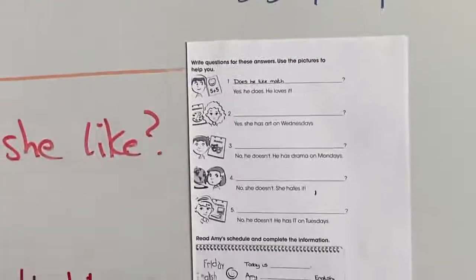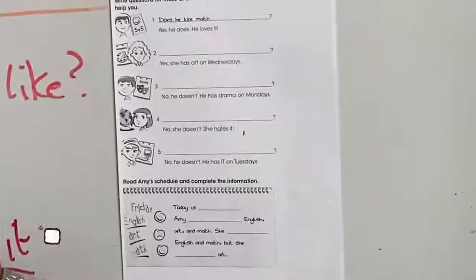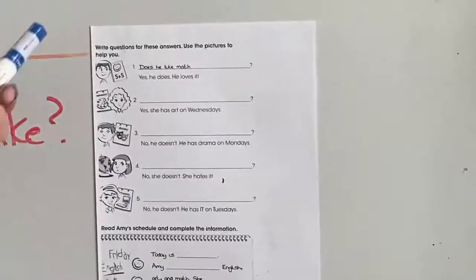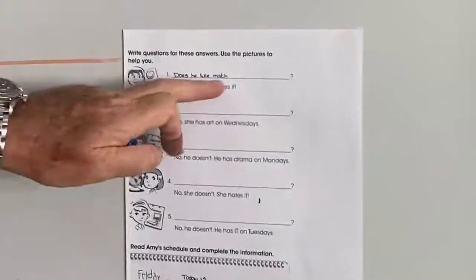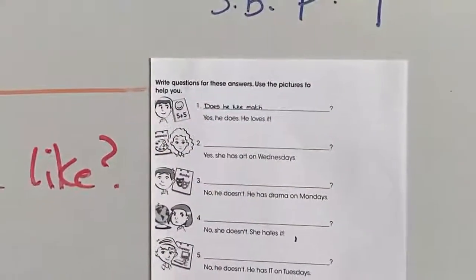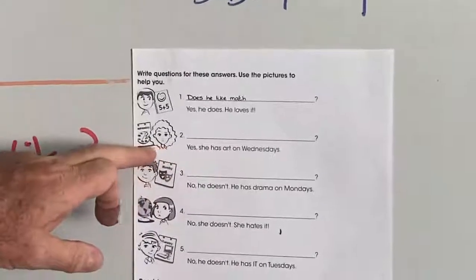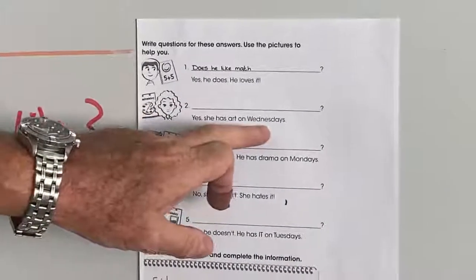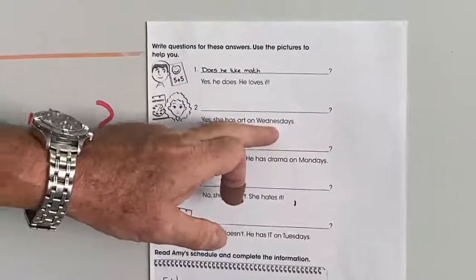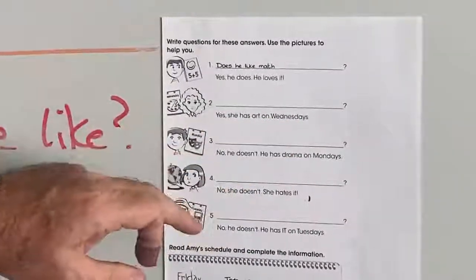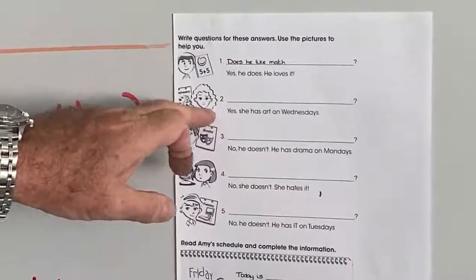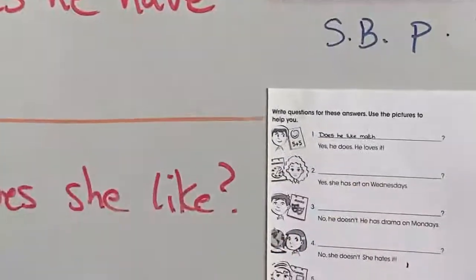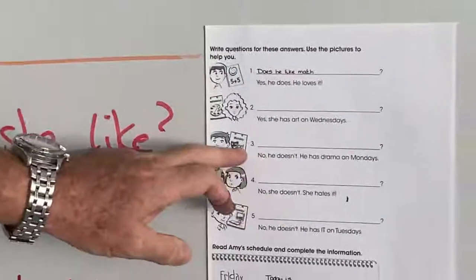Okay, and then the last one, quite hard this. Workbook page 7, let's just look at it. Here you've got the answers, we've got to write the question. Does he like maths? Yes, he does, he loves it. Okay, number 2. Wednesday, art. Does she have art on Wednesdays? Okay, the answer is yes, she has art on Wednesdays. Subject is she, so our question must be does. Does she have art on Wednesdays? Yes, she does.